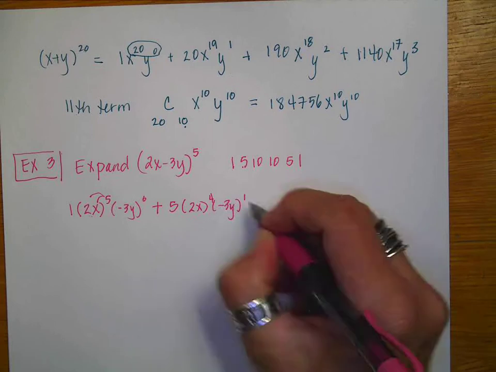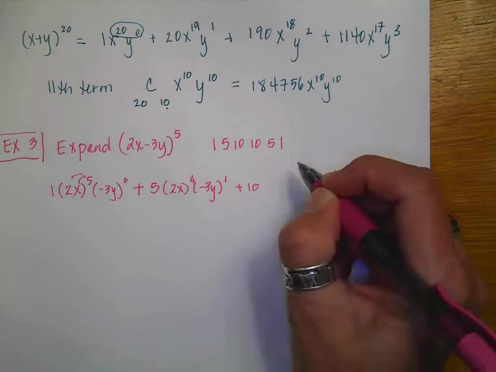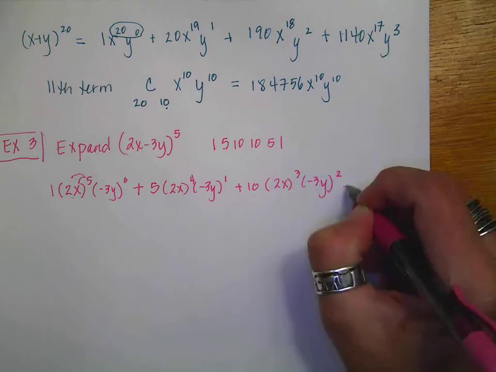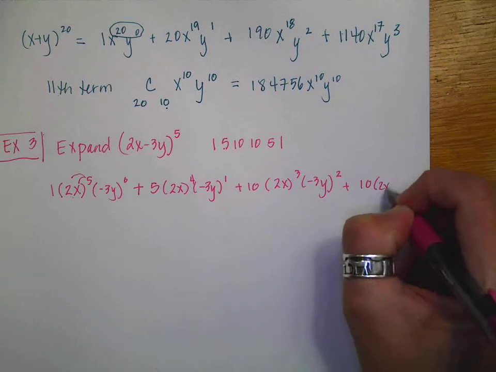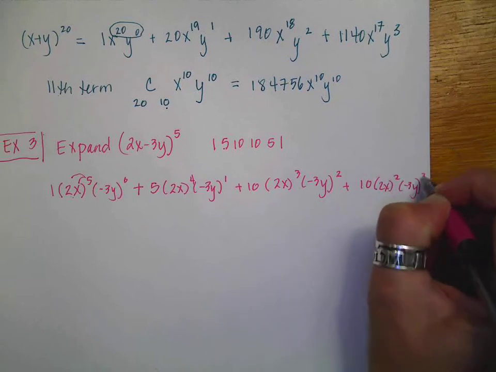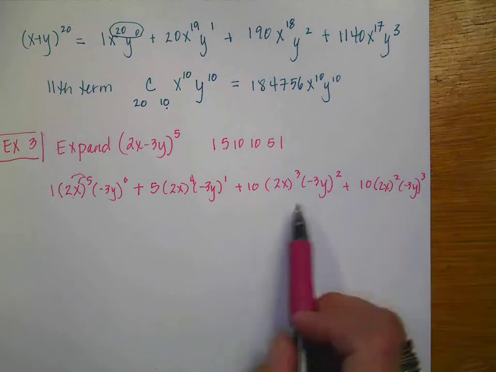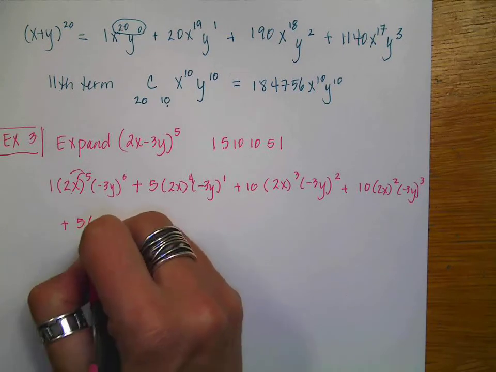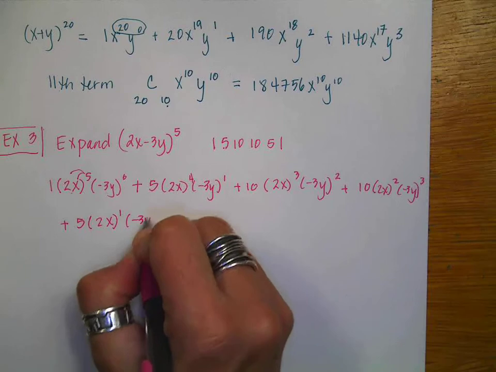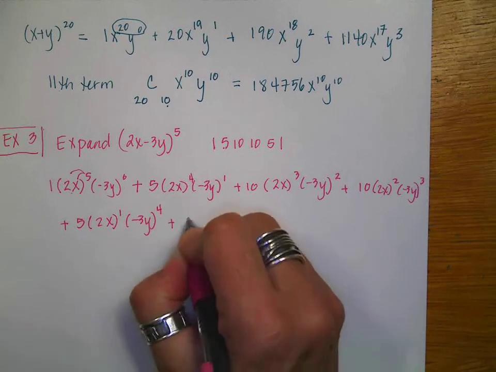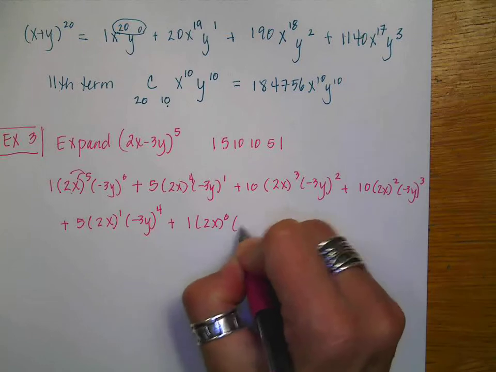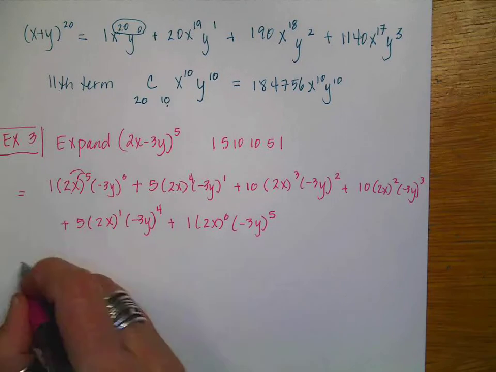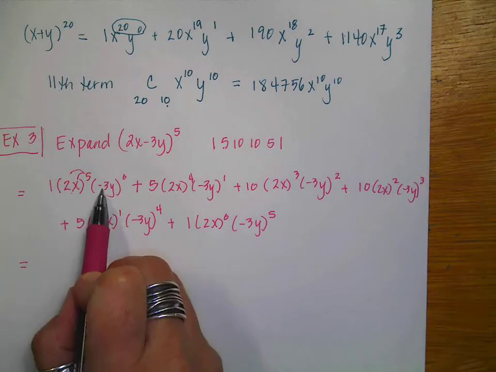Here's the coefficient. It's going to be 2x to the 4th, negative 3y to the 1st. The next coefficient is 10, and then it's going to be 2x to the 3rd, negative 3y to the 2nd, and then I have another 10, 2x to the 2nd, negative 3y to the 3rd, okay? All right, I'm just checking my math. I went 5, 4, 3, 2, this is good, plus 5 times 2x to the 1st, negative 3y to the 4th, and then my last one is 1, 2x to the 0, negative 3y to the 5th. So that's step number 1.